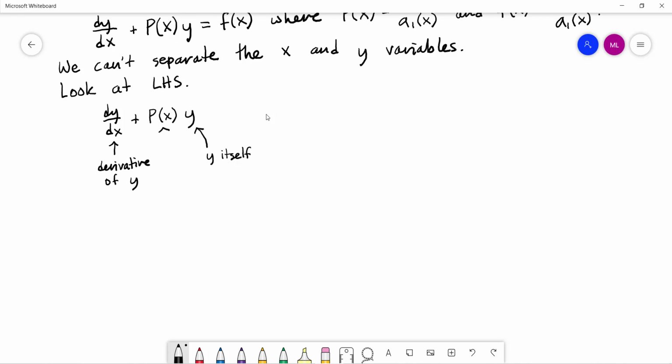And this p of x term in between is this coefficient, has no y dependence. It does have potentially an x dependence. It could also just be a constant, but it's a coefficient with no y dependence. And that's what's important, because otherwise, if it had y dependence, we would have a nonlinear equation here.